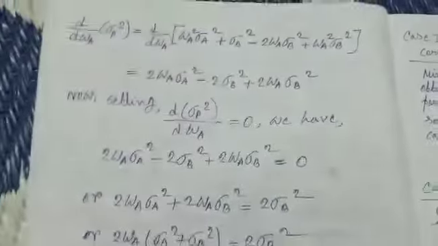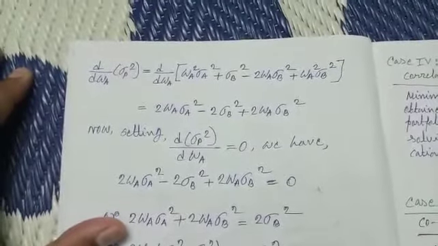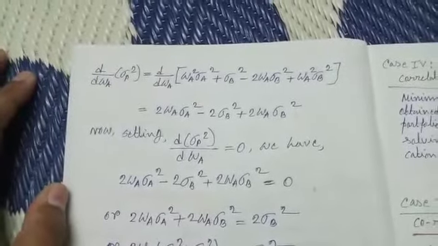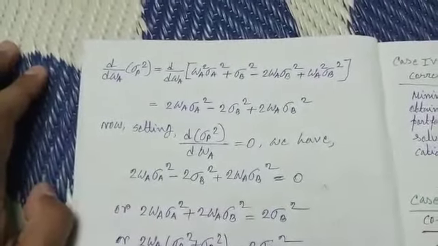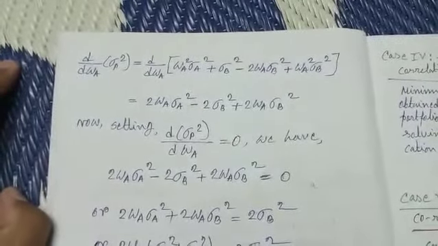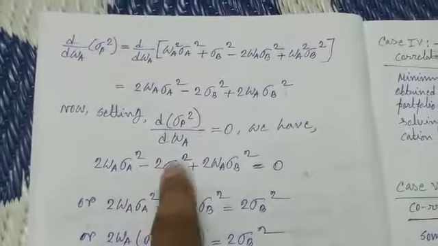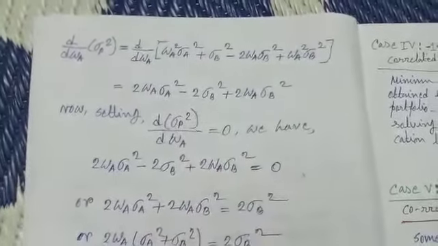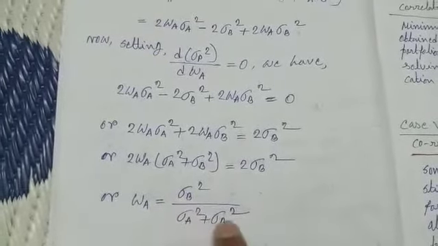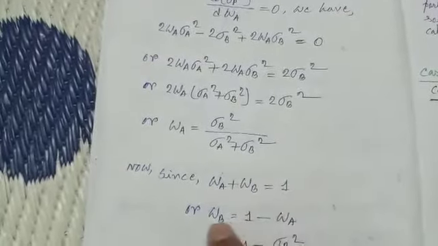Now we know that first order differentiation will be taken as 0 because here we want to minimize the risk or variance. So for minimization of any function we have to set 0 against the first order differentiation of that function. Now here by setting 0 against the first order differentiation, we have 2 into WA into sigma A square minus 2 sigma B square plus 2 into WA into sigma B square equal to 0. Now from this WA becomes sigma B square divided by sigma A square plus sigma B square, and we know that WA plus WB is equal to 1. Here WB equal to 1 minus WA.